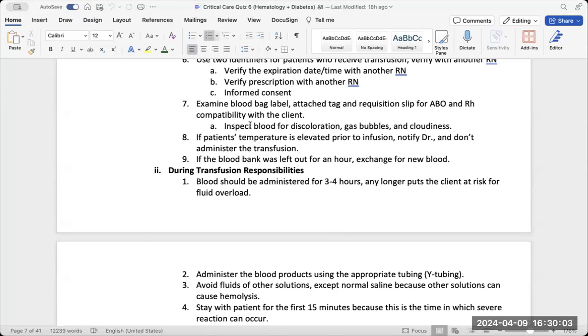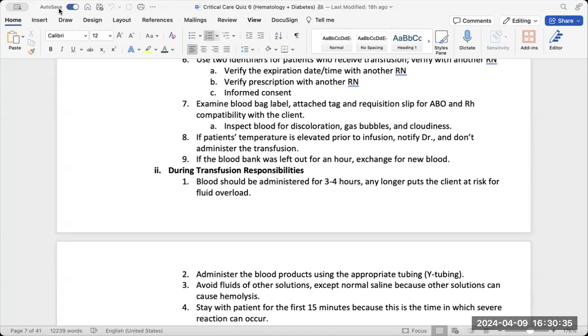If the patient's temperature prior to the transfusion is elevated, we want to notify the doctor; we don't want to administer the transfusion. And if the blood, let's just say, was out for an hour, we don't want to give it. You usually want to give blood that came from the lab within like 30 minutes. So we do not want to give blood if it's been out for too long. That's why this is a semi-quick procedure. You need to have another nurse readily available and it has to be done pretty quickly to get the blood up and running. And how long do we administer the blood for?